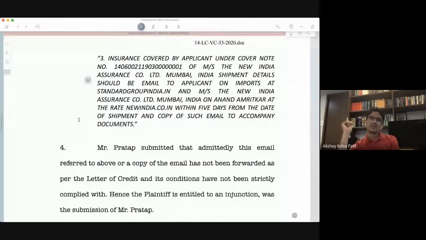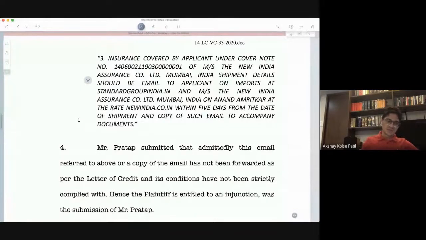But a copy of an email was in fact presented to the bank by the seller. It's very interesting to note that the words here are "copy of such an email." What was presented to the bank in this case was not the email itself, not a printout of the email, but just a printout of a Word document which was in the format of an email. It was not the actual email, but a copy of that email made in Word.